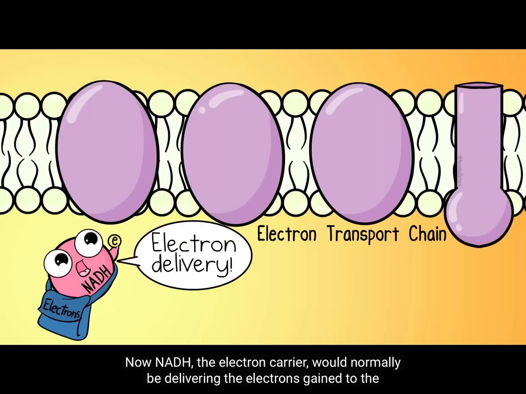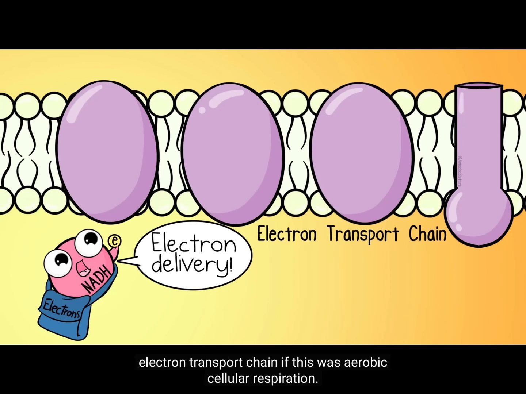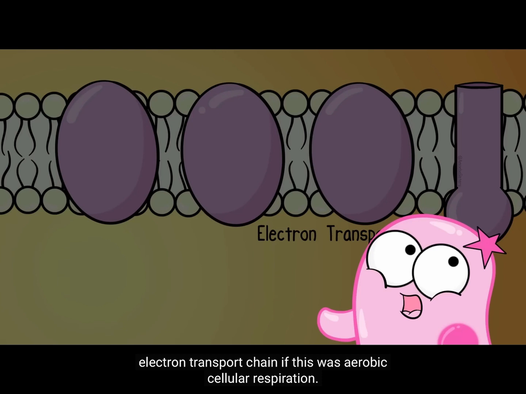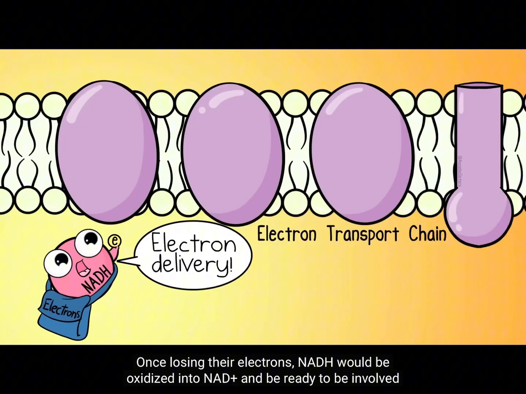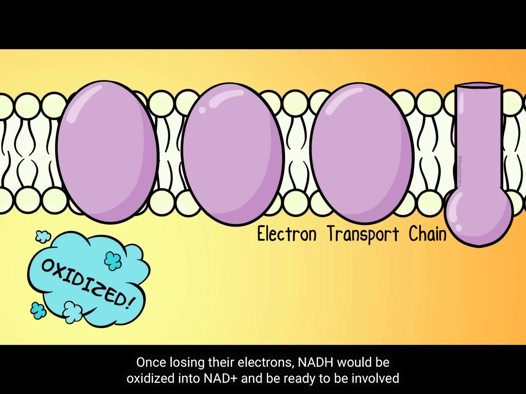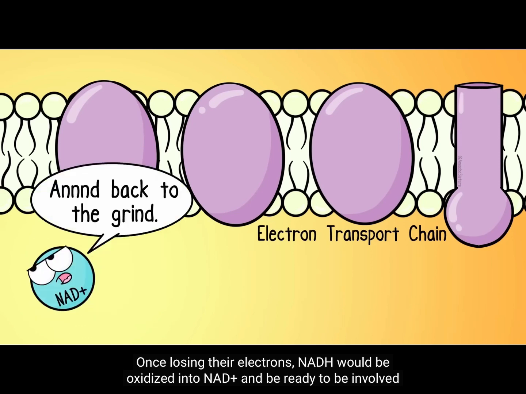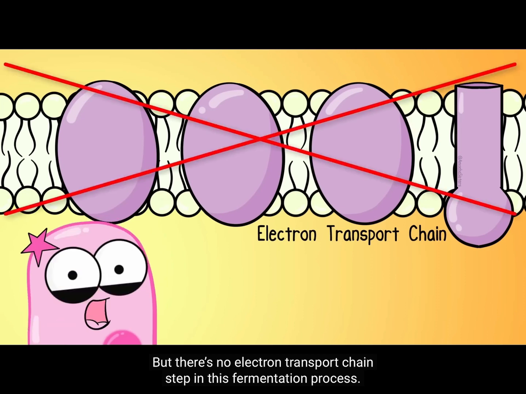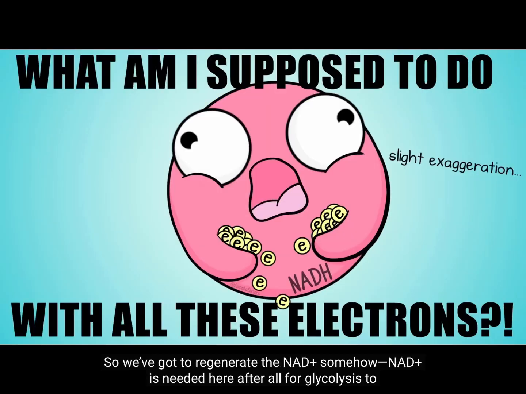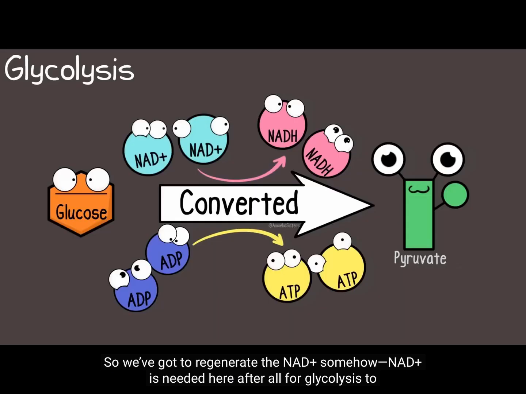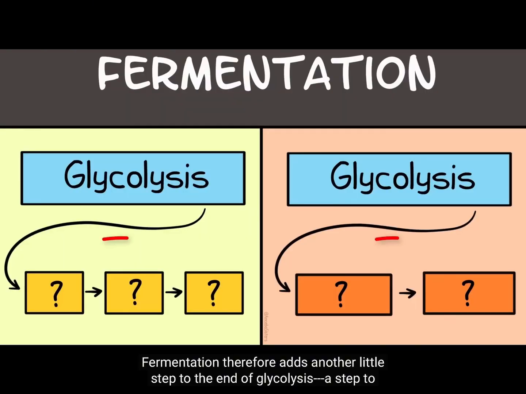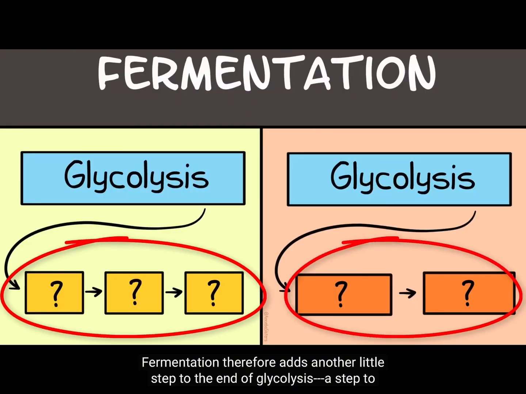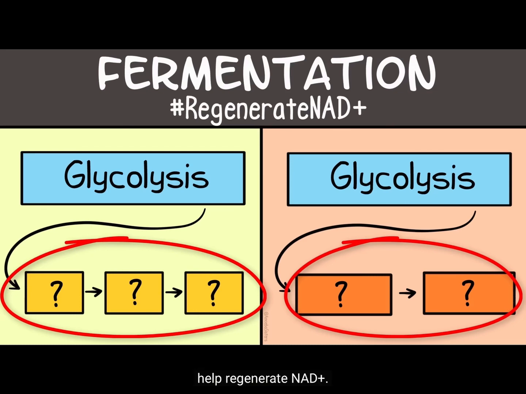Now, NADH, the electron carrier, would normally be delivering the electrons gained to the electron transport chain, if this was aerobic cellular respiration. Once losing their electrons, NADH would be oxidized into NAD+ and be ready to be involved all over again in glycolysis. But there's no electron transport chain in this fermentation process, so we've got to regenerate the NAD+ somehow. NAD+ is needed here, after all, for glycolysis to continue. Fermentation, therefore, adds another little step to the end of glycolysis, a step to help regenerate NAD+.